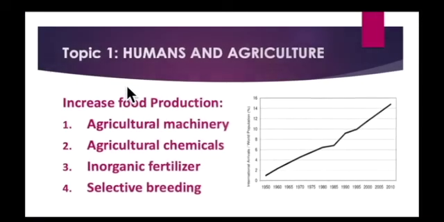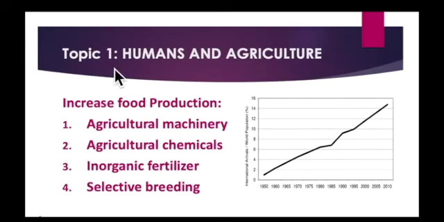So students, today in this video we are going to discuss the first topic of this chapter, that is humans and agriculture. Students, most of the world's supply of food is produced by growing crops or by keeping animals. During the last century, the quantity of food produced has greatly increased because the world's increasing population needs to be fed. So it is important that we increase the quantity of food that we produce. There are several ways in which this has been achieved, or we can increase the food production.